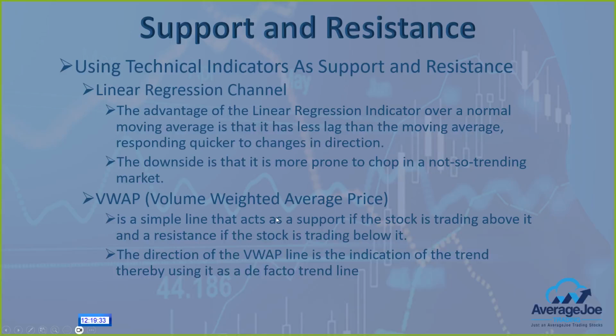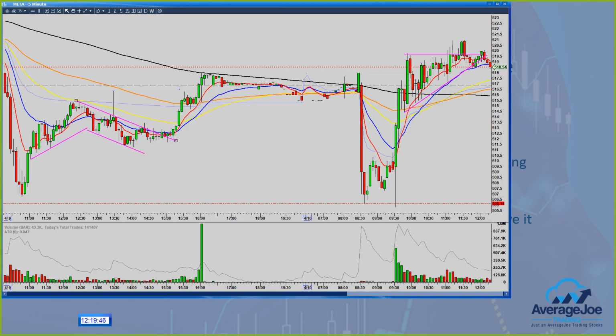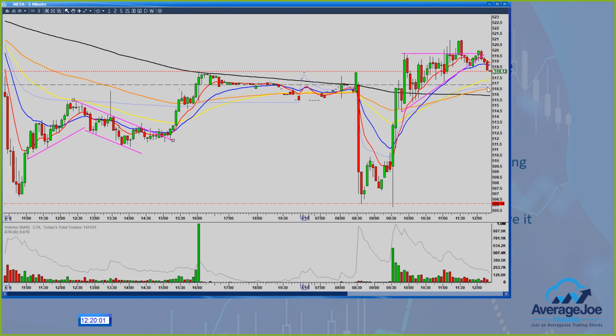Alright, VWAP is something that we look at. The only time I use VWAP is on reversals. And you rarely hear me say anything about VWAP because it's inconsequential to me. But this line right here is the VWAP line. Kind of the purple. That's going to be the VWAP. But again, I only use it on reversals.